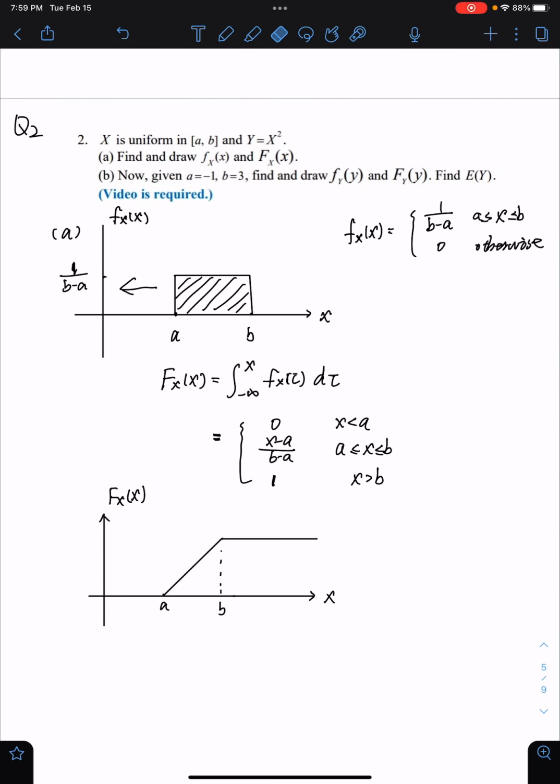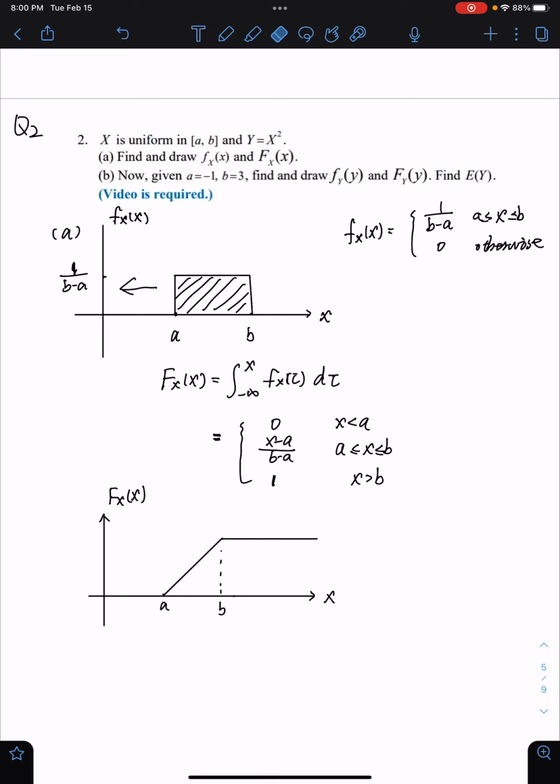Hello everyone, my name is Ruhan, and now I will introduce my method that I use to solve question 2 on homework 3. On question 2, we have X as a uniform distribution and Y equals X squared. The first question asks us to find and draw small f_X and big F_X.